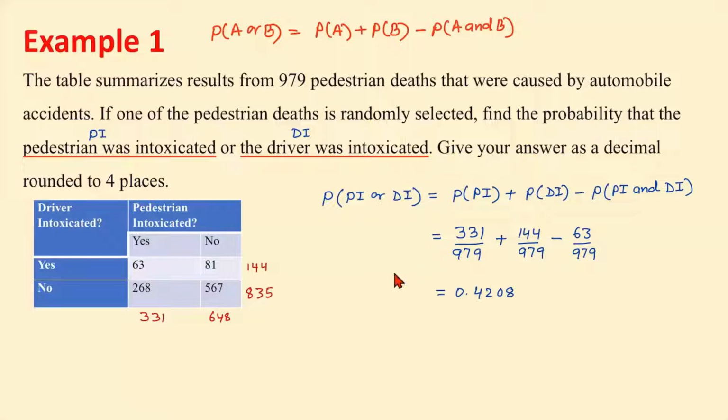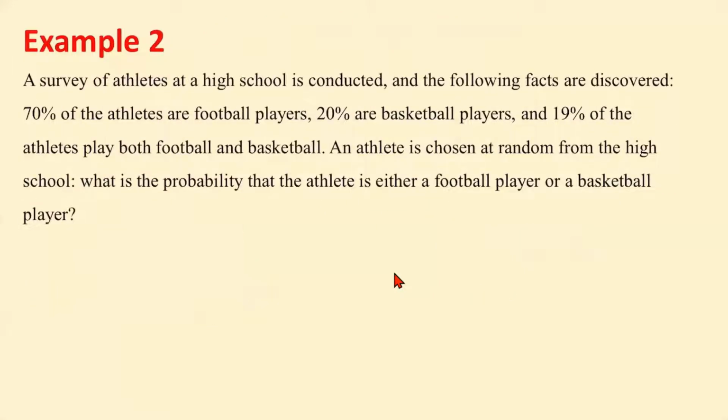So that's our first example, Example 1. Let's go to Example 2 and read through this. A survey of athletes at a high school is conducted and the following facts are discovered. Let's see what we get. 70% of the athletes are football players, as you can see there.